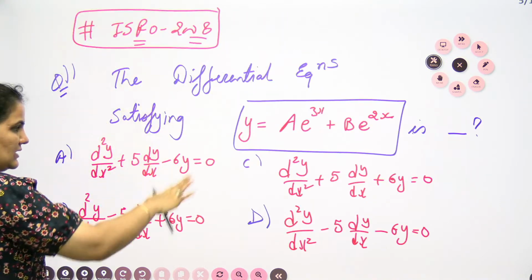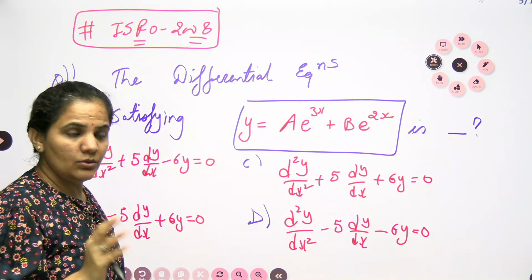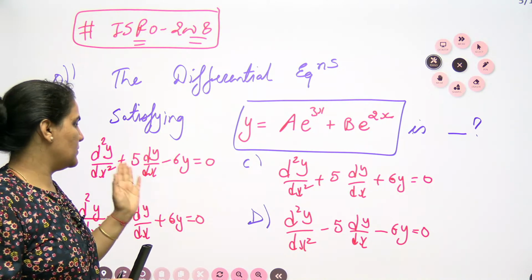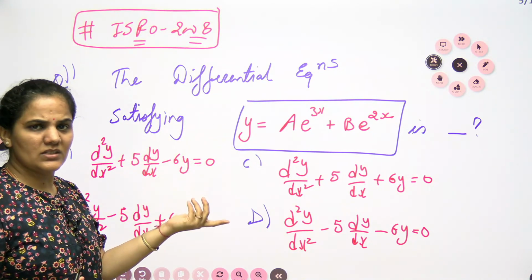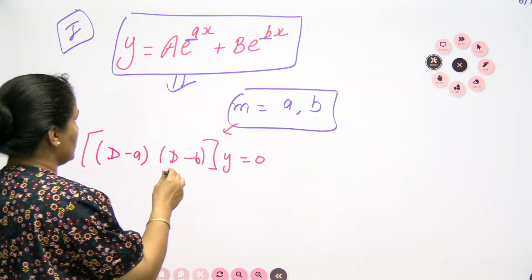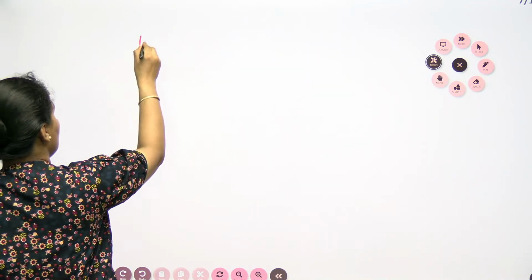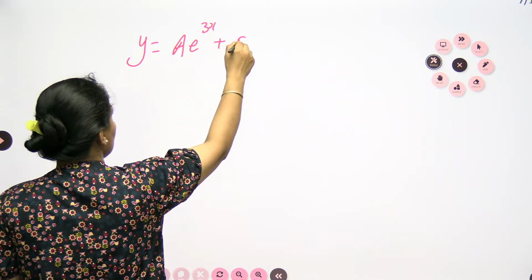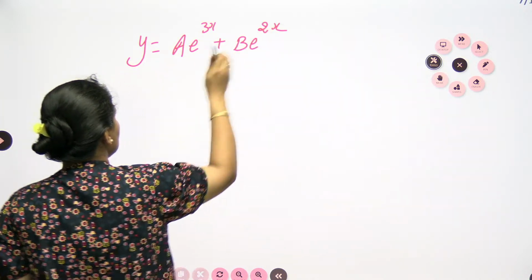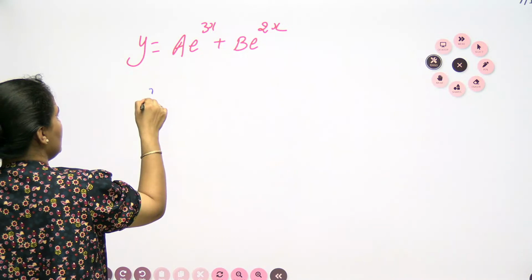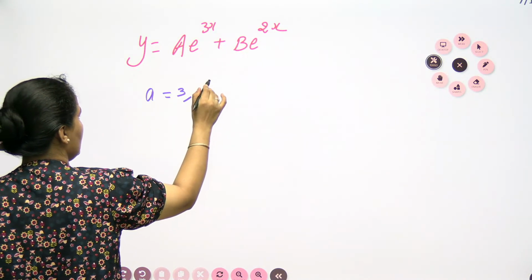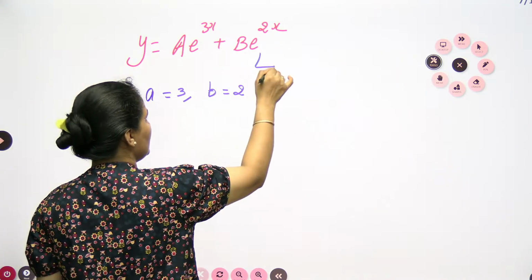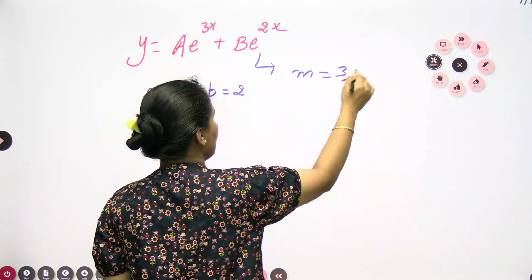Okay, the second one is, as I told you, going by option. You can try each and every option. If the option is giving you this solution, then you can select it directly. Now here I can see what is given to me in the question: a e to the power 3x, b e to the power 2x. So I can see from here that a is equal to 3 and b is equal to 2. So literally my roots are 3 and 2.